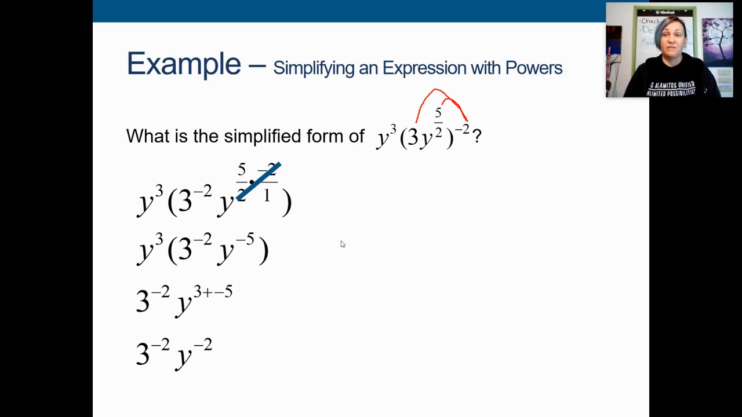Now, at this point in time, it kind of looks like I'm done. I've got one number 3, I've got one letter y, like, looks good to me. But it's not done yet. Some of our rules said that you cannot end a problem with a negative exponent. So you do want to take care of those negative exponents.